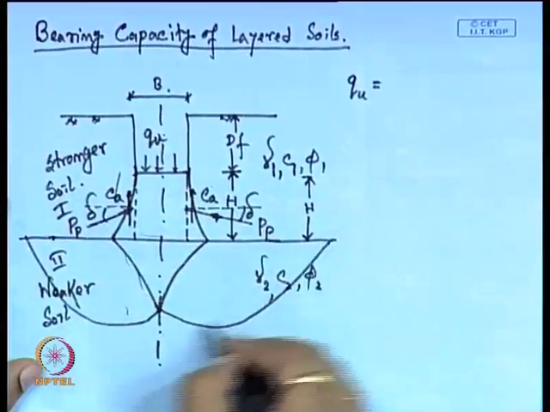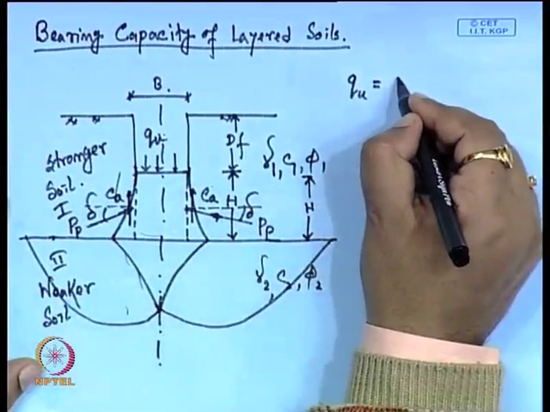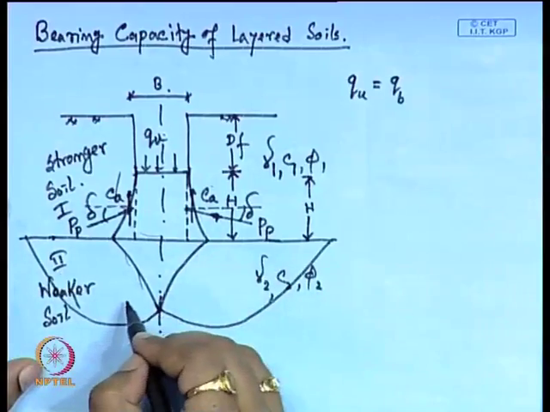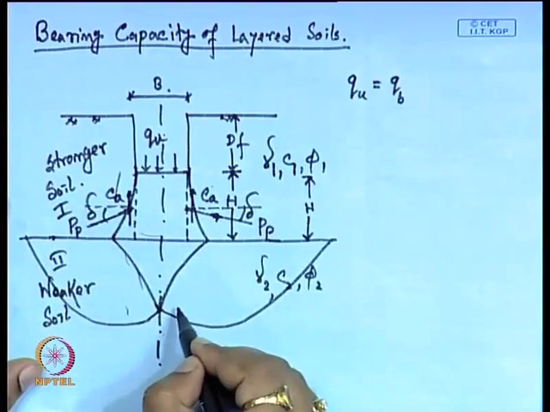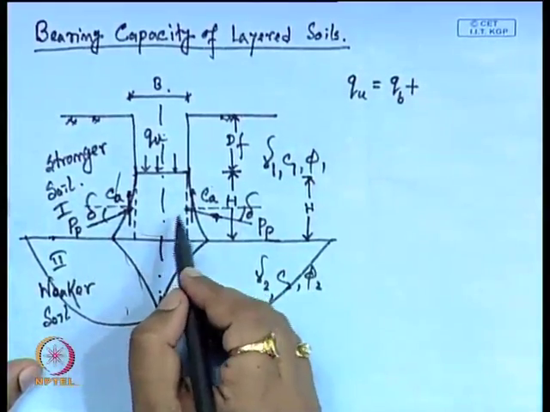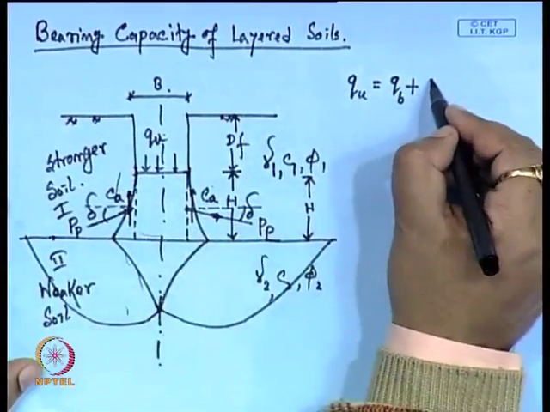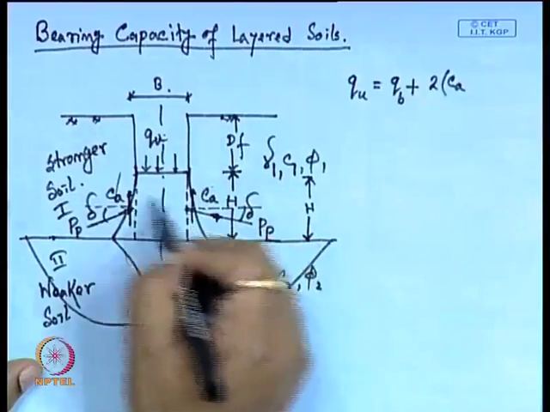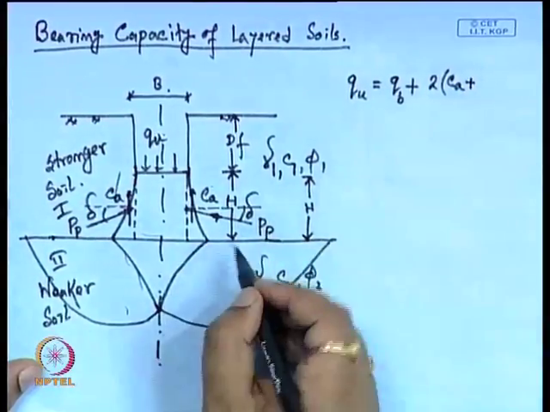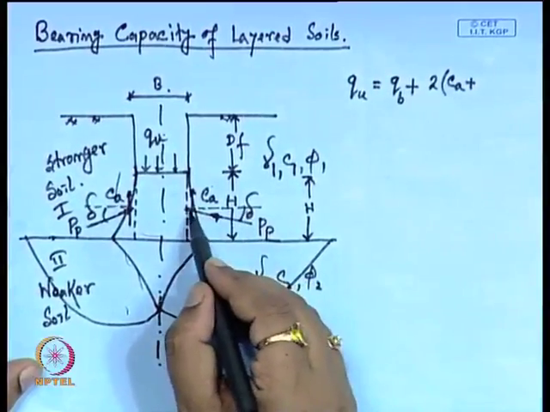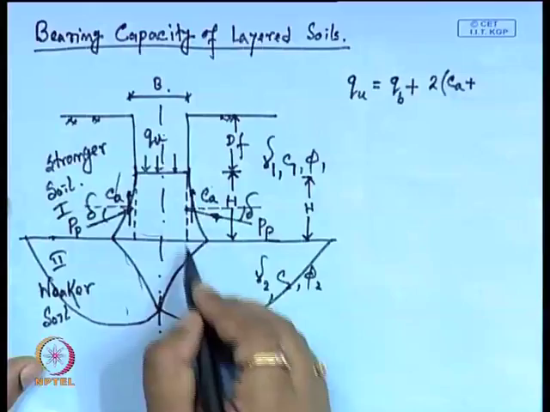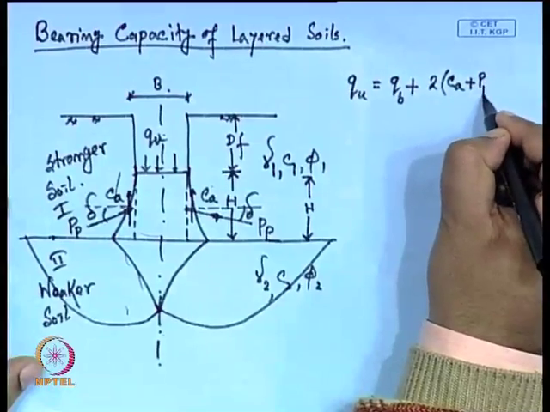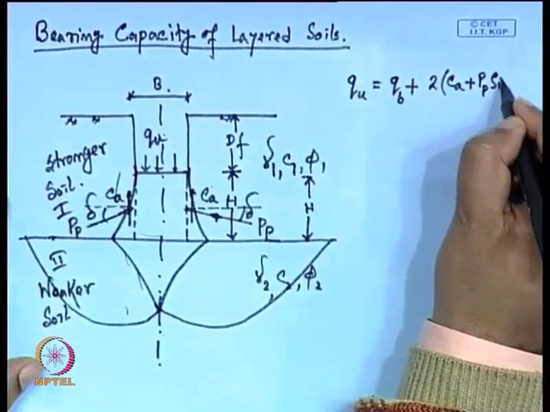Suppose in the bottom layer it is as usual the general shear failure. So, we can write this is the resistance, that is Q bottom. So, Q bottom is the load carrying capacity of this bottom layer, or the resistance that is coming from this bottom layer, plus the resistance that is given by this top layer, that will be 2 into C A, 2 means 1 from this side, another from this side, plus because here P P is acting at an angle delta, the sine component will act in the upward direction. So, that will give the upward resistance, that is P P into sine delta.